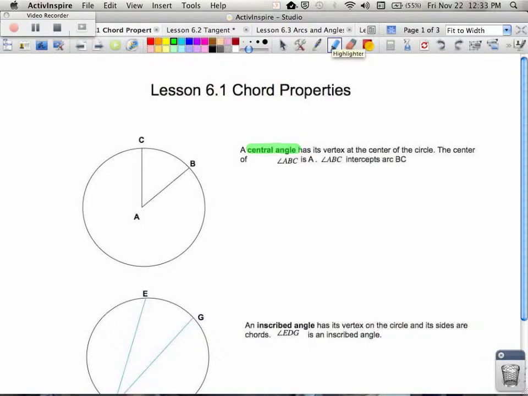So as I look at that arc, the thing that I'm talking about is this arc right here, BC. So it's a part of the circumference of that circle. The central angle, A, that we were talking about, is this angle right here in the green. And again, it has its vertex at the center of the circle.